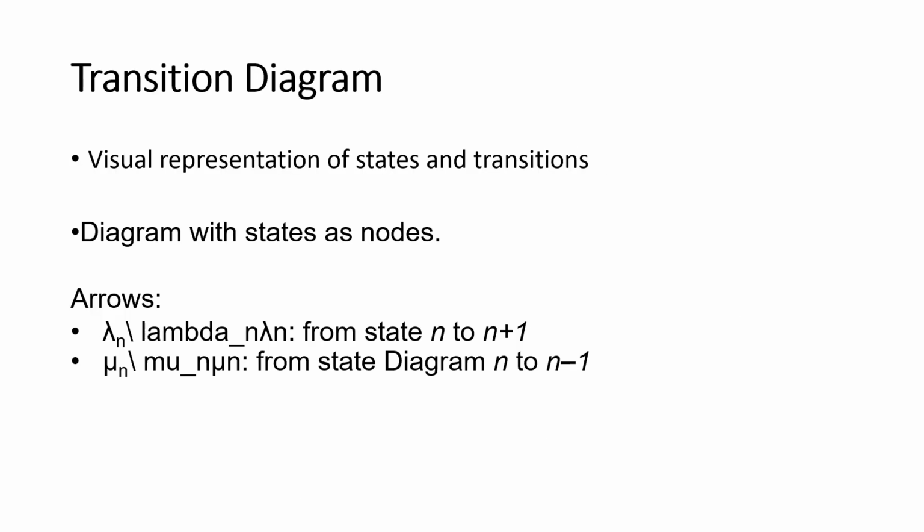Transition diagram. Visual representation of states and transitions. The diagram has states as nodes. Here the arrow lambda n represents the transition from state n to n plus 1, and mu n represents the transition from state n to n minus 1.